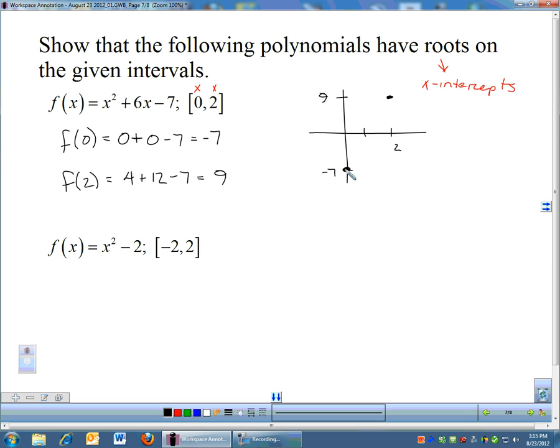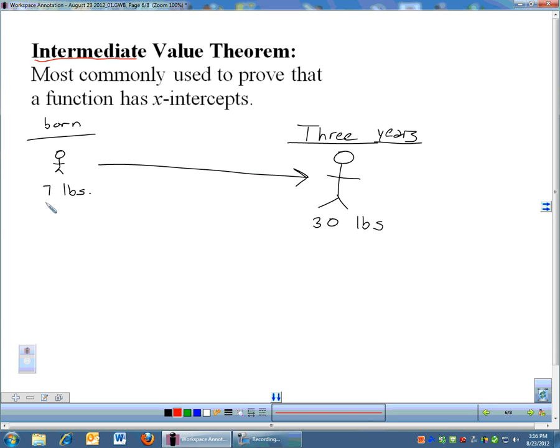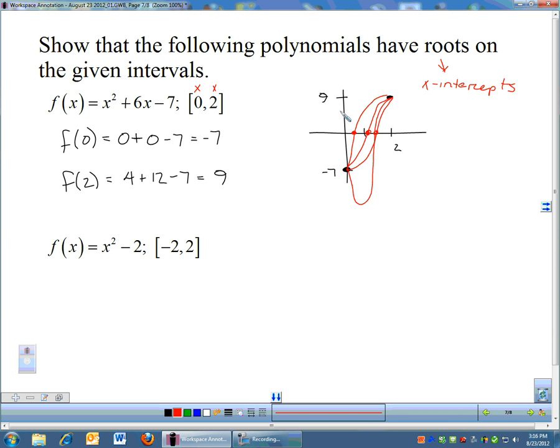Well, if I go from negative 7 to 9, I changed from a negative number to a positive number. If I connect these 2 points, it doesn't matter how I connect them. I could even go down and then come back up. If I connect those 2 points, I have to hit my x-axis somewhere. Since I went from a negative value to a positive value, I have to have an x-intercept somewhere on that interval. Now, we're not saying where it happens. I don't know where it occurs. I just know that it does happen. Just like with my daughter, since she went from 7 to 30, I know at some point she had to weigh 20 pounds. If I go from a negative to a positive, at some point I have to cross 0.